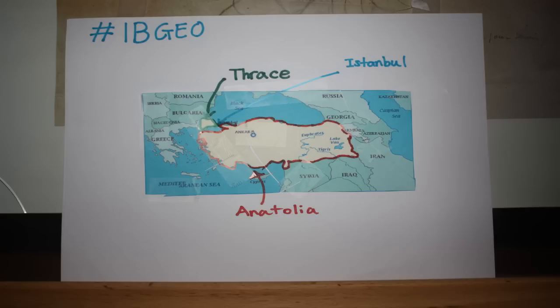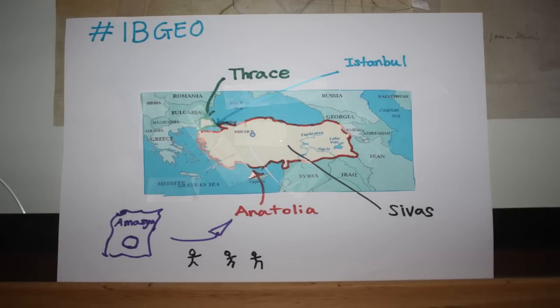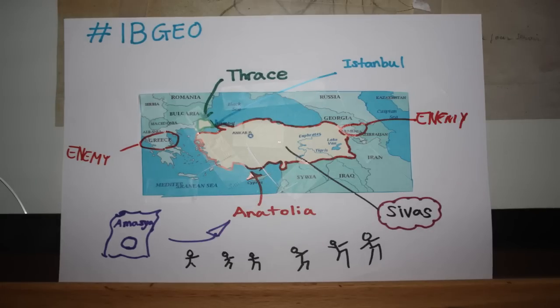And this was all caused by the Amasya Circular, which was considered to be the first document to put the Turkish independence movement in motion. The Amasya Circular was distributed in Anatolia, and it stated that a national conference should be held in Sivas. And this would lead to war with Greece. Oh my god! It's an enemy!